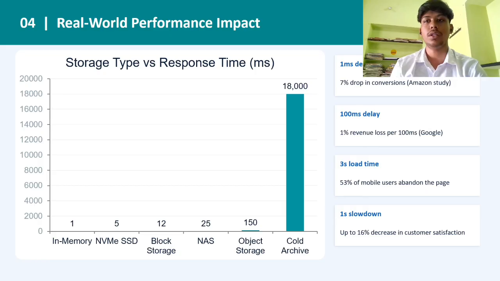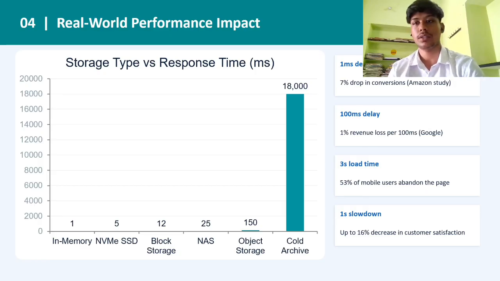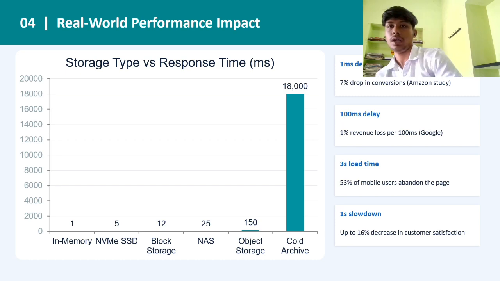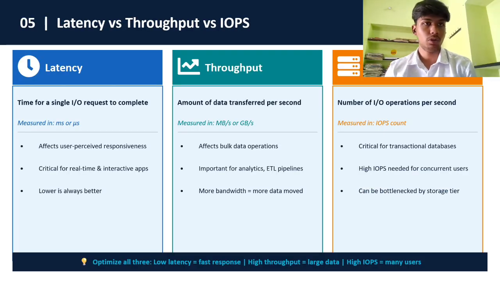It's the time taken for a single operation to complete. How long does it take for a request to be answered? This is what users feel directly. Lower is always better. So this is latency. We already saw it. Now we look into throughput.